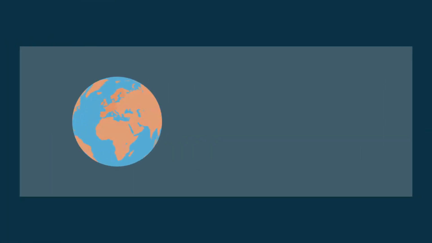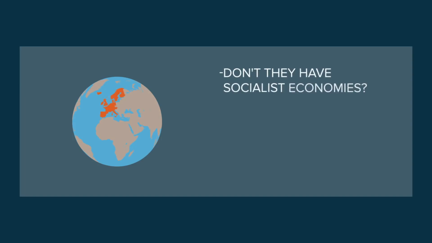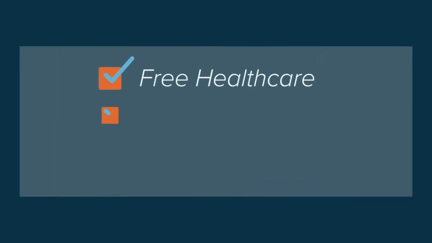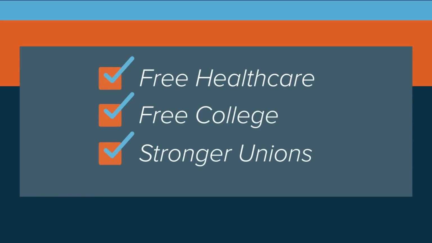But what about Western European countries? Don't they have socialist economies? People seem pretty happy there. Why can't we have what they have? Free healthcare, free college, stronger unions. Good question, and the answer may surprise you.